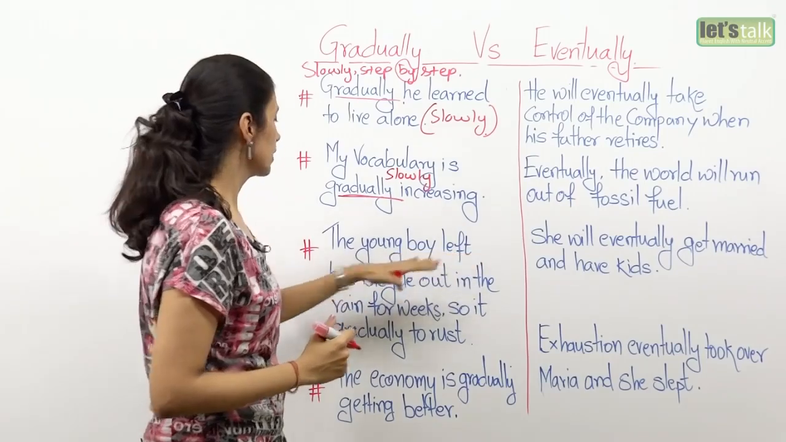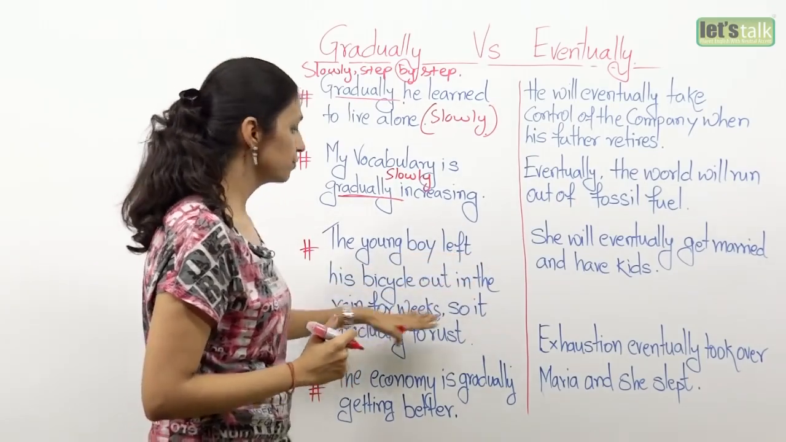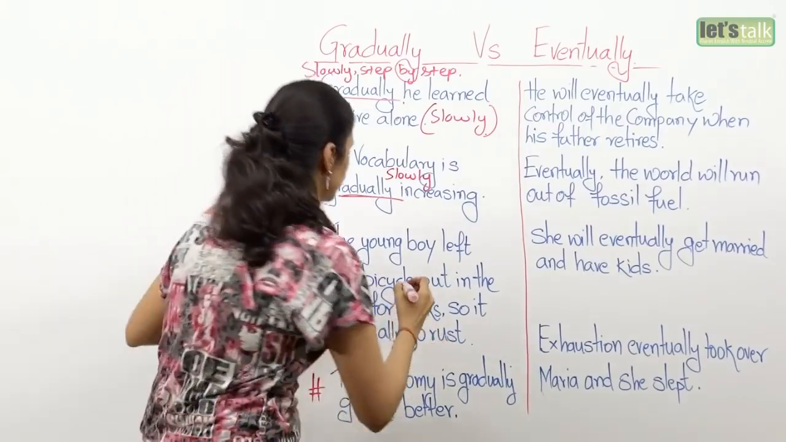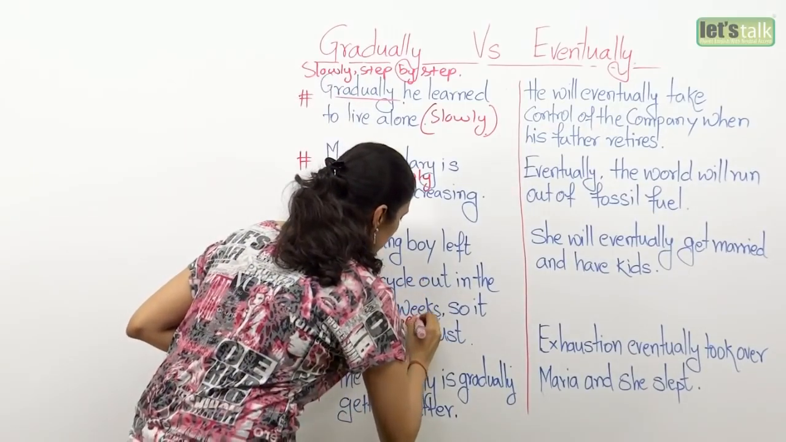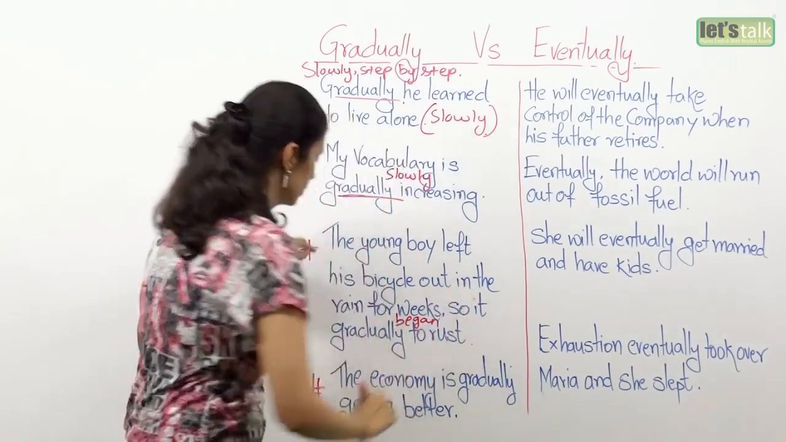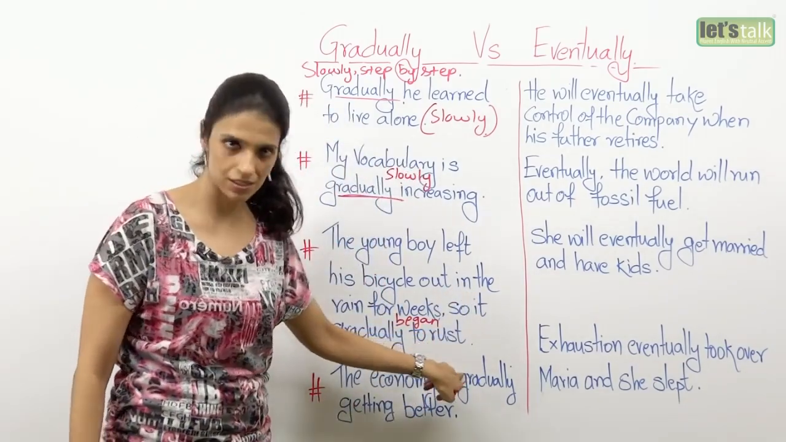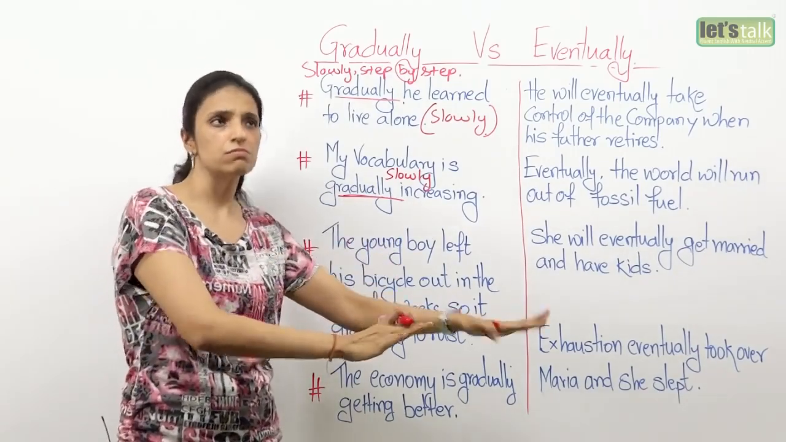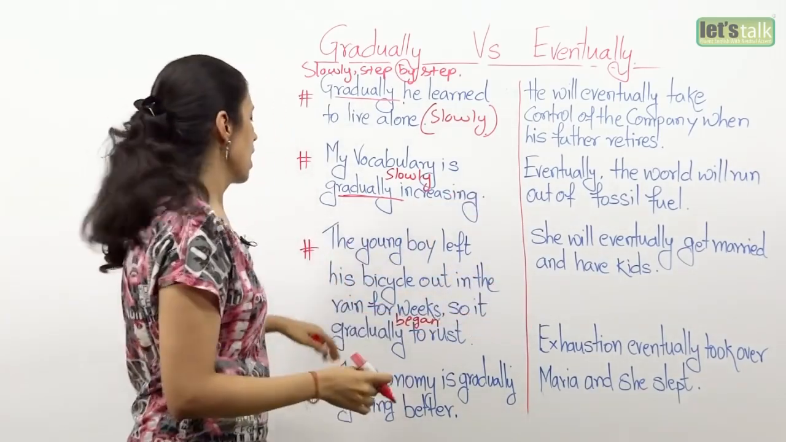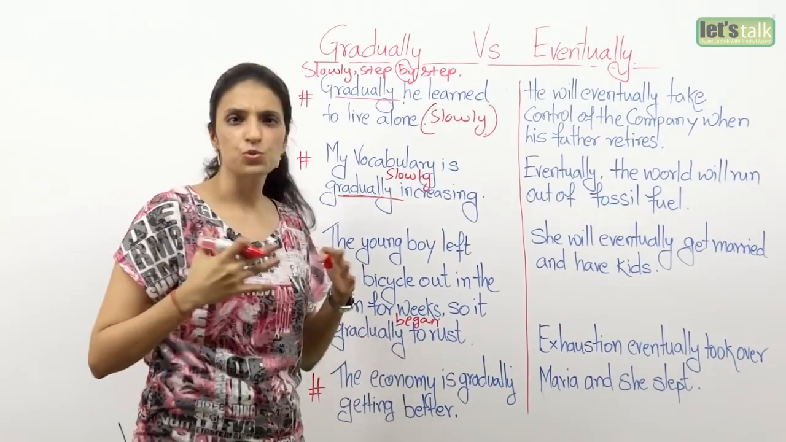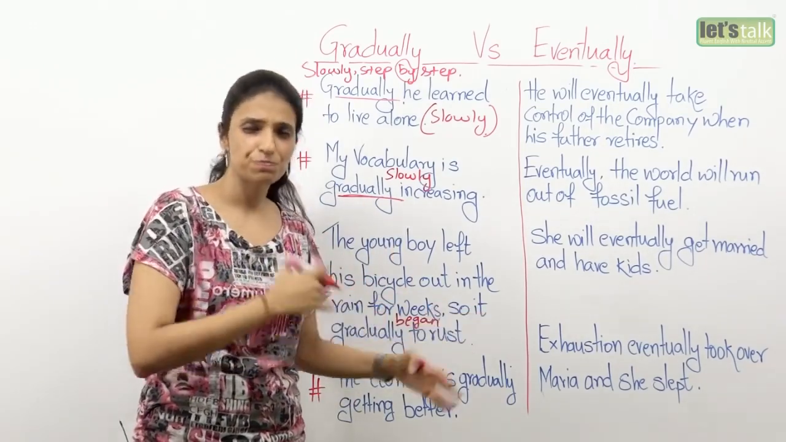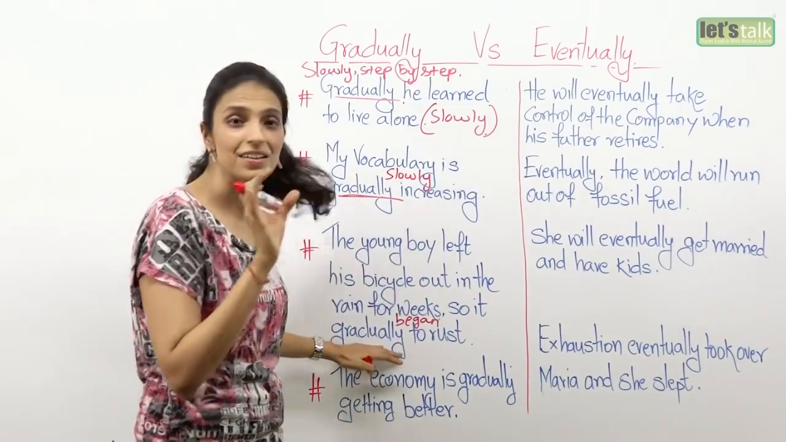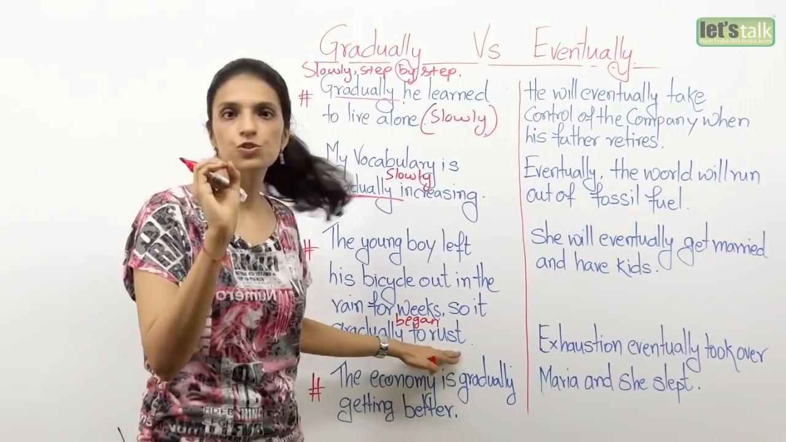Now, the young boy left his bicycle out in the rain for weeks, so it gradually began to rust. Okay, I've just got a word here, gradually began to rust. Okay, so now imagine a cycle that has been left out for what, 5-6 weeks, and then it slowly begins to rust, right? You leave it out in the rains, you do not clean it, you do not use it, so slowly, gradually it began to rust.